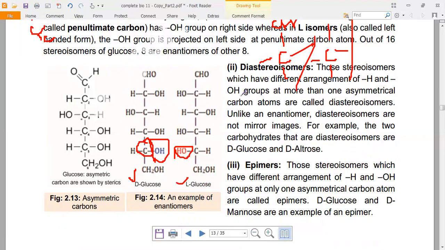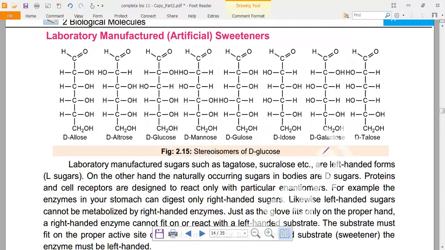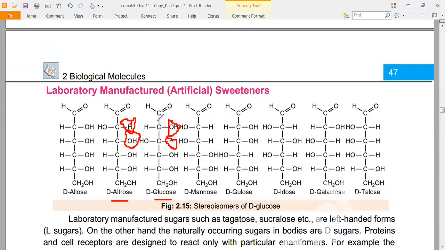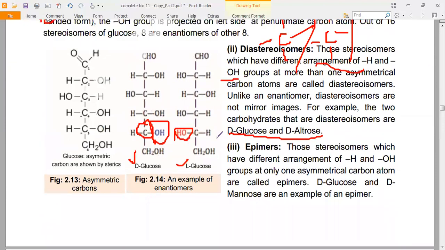Now if we talk about diastereoisomers, they have different arrangements of H and OH but the same formula. The hydrogen and hydroxyl groups differ at more than one asymmetric carbon. Its example is D-glucose and D-altrose. We can see that at carbon number 2 and carbon number 3, both carbons have a different H and OH arrangement. So in diastereoisomers, H and OH change orientation at more than one place.